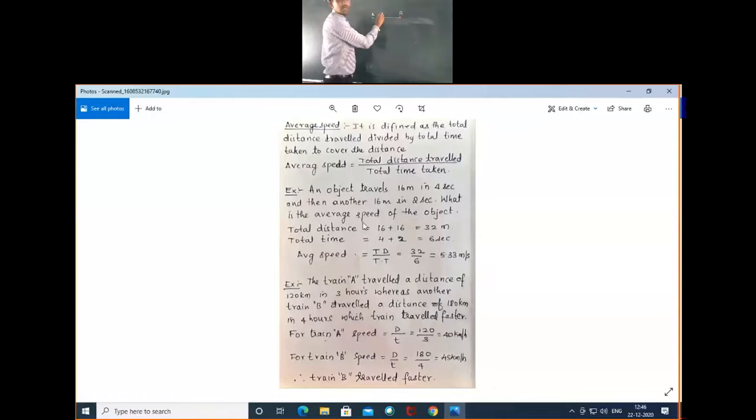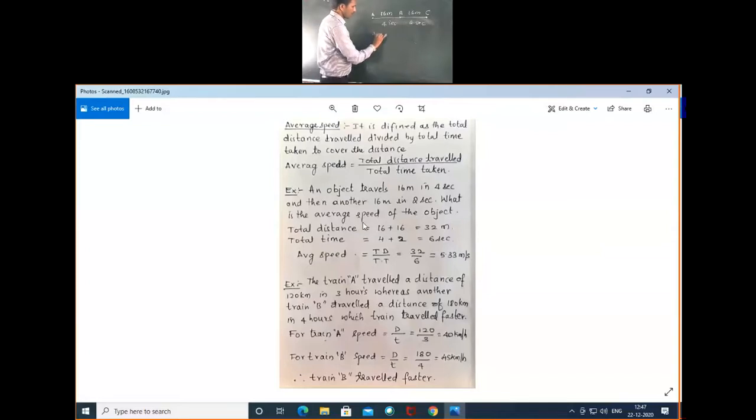So it is moving how many? 16 meters. It has taken how much time? 4 seconds. Again from B to C, how much? 16 meters, the same. Equal distance and equal time. So 2 seconds, I think. Yeah, 2 seconds. Here, for this we have to apply the average speed formula.